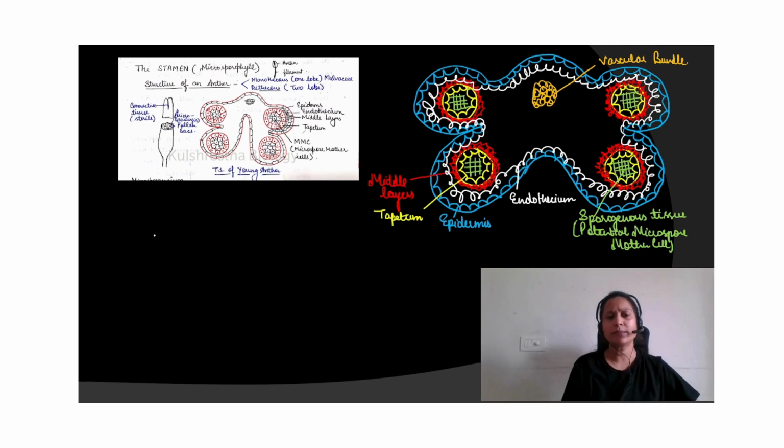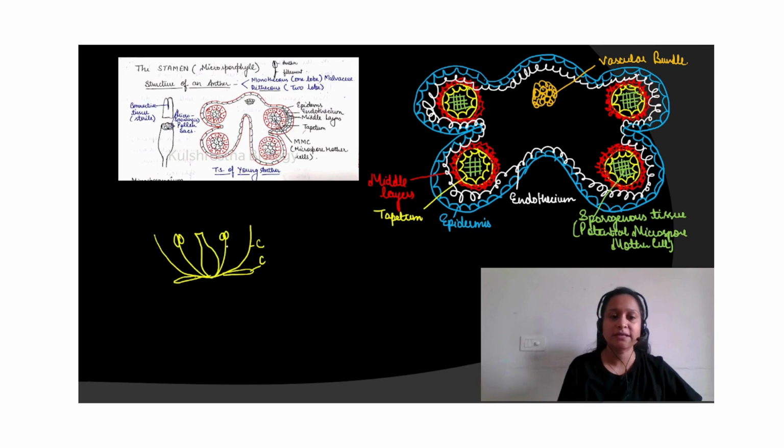So all of you know how many whorls a typical flower has? 4 whorls a typical flower has. That is calyx, corolla, androecium and the gynoecium, isn't it? So we were discussing about this male part, the male reproductive organ, and its unit is called what? Stamen. Its unit is stamen.